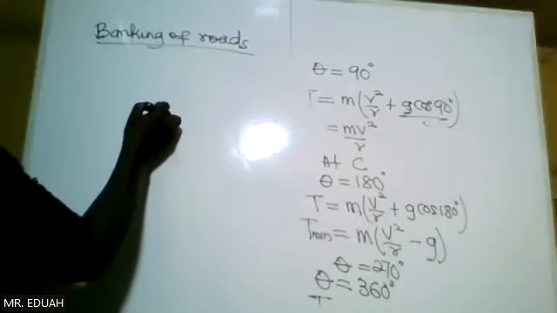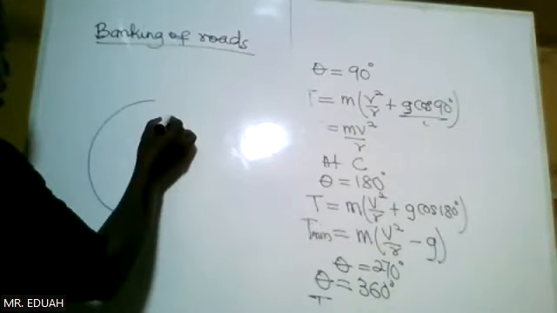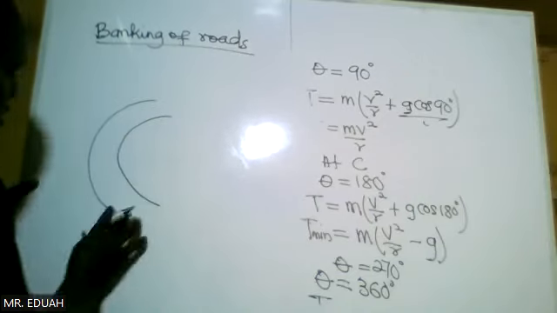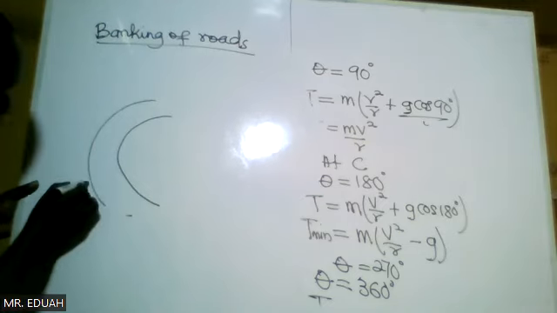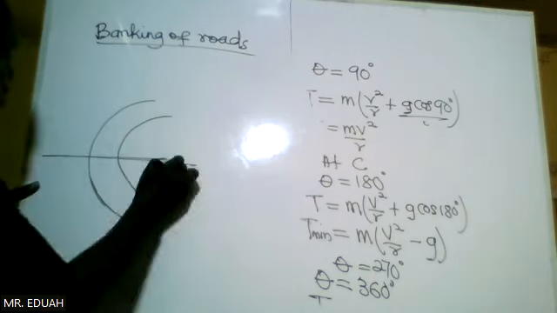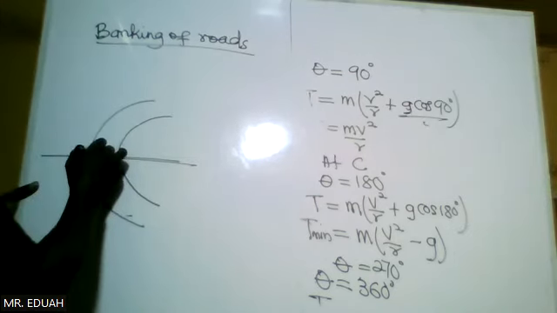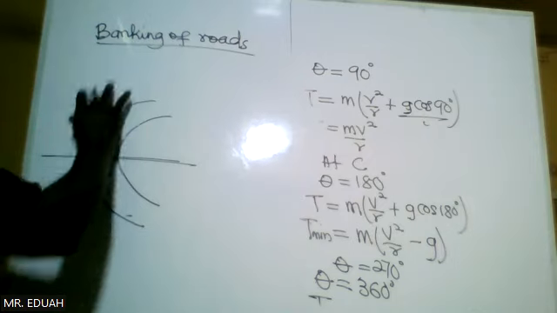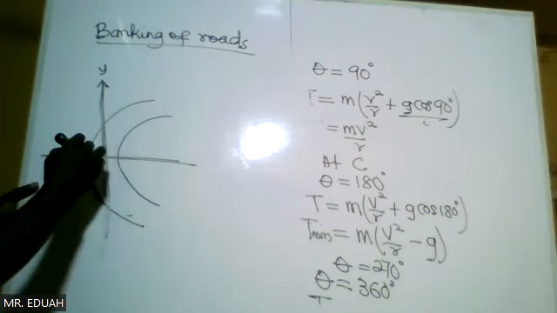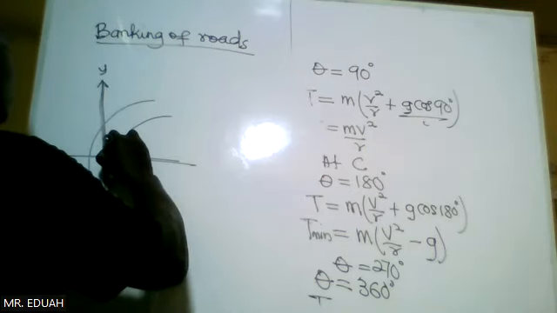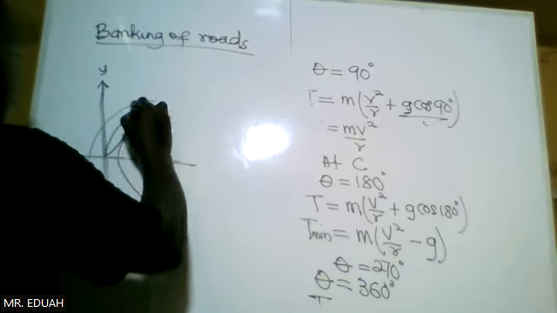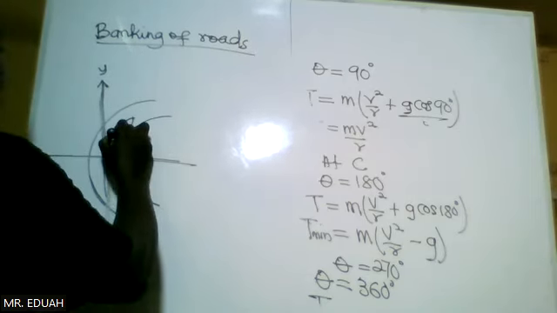So this is a circular path. A curvy road. A motorist who wants to make this turn.